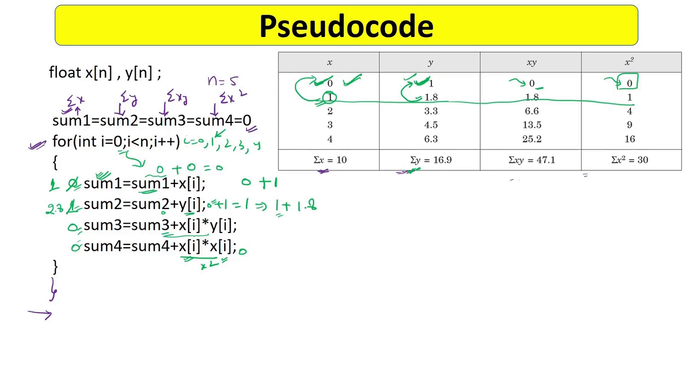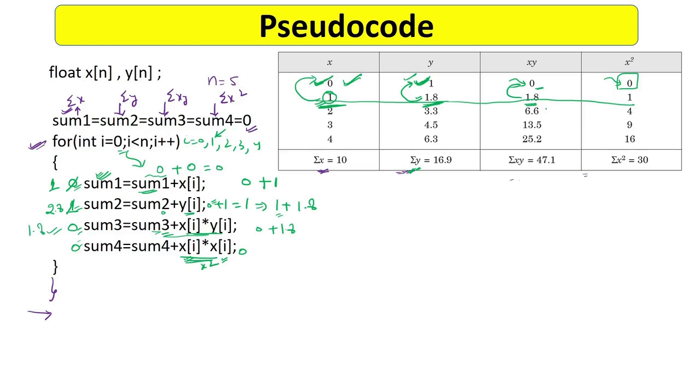And in the next step I will be finding x into y again. So I have to find 1.8. For I equal to 1, this is xi, this is yi, and this will be 1.8. And the previous sum 3, what is the value? It is 0, you can see here. So this will be 0 plus 1.8, so it will be 1.8.